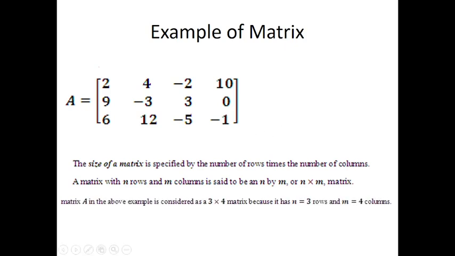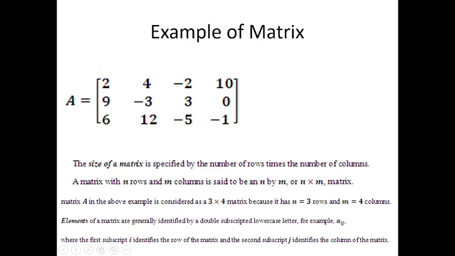Now, matrix A in the above example is considered a 3 by 4 matrix because it has n equals 3 rows and m equals 4 columns. Elements of a matrix are generally identified by a double subscripted lowercase letter. For example, A sub ij.